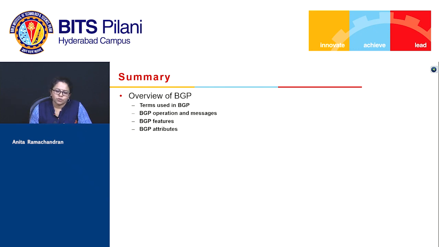These attributes make up the entire route in the update message for BGP. So in summary, what we have seen so far is we've briefly looked at the terms used in BGP, the BGP operation mechanism, the types of messages used by the protocol, and some of the features of BGP at a very high level. In the subsequent video segments, we will see how these features are actually configured and how BGP responds to them. And we looked at some of the attributes.